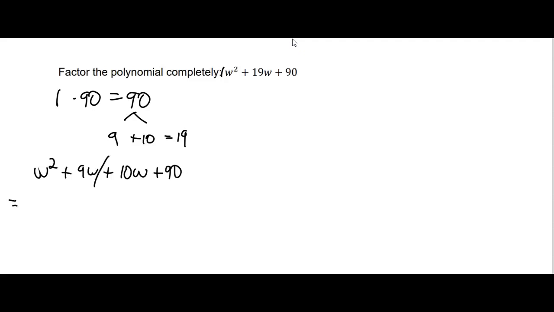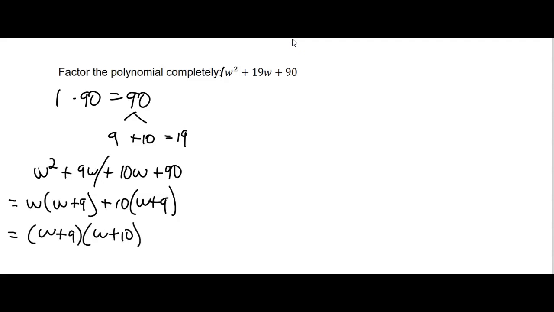We can then factor by grouping, factor out a w out of the first two terms, and a 10 out of the second two terms. And although this is not factored because it's still a sum, we can factor further with the greatest common factor. Well, we can factor, and we now have the factored form.